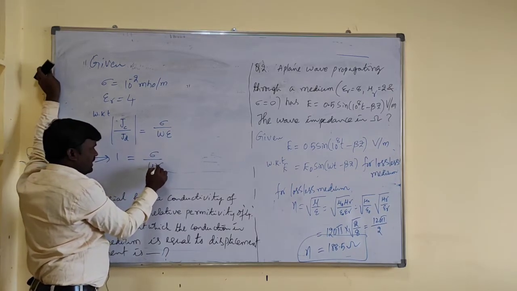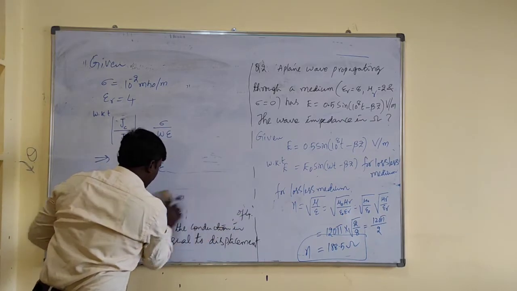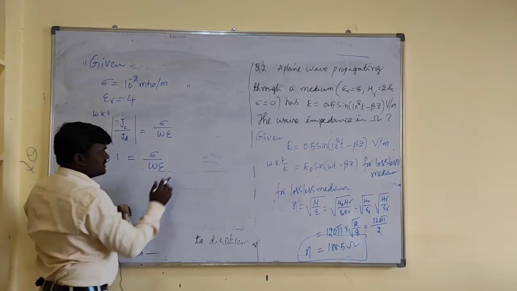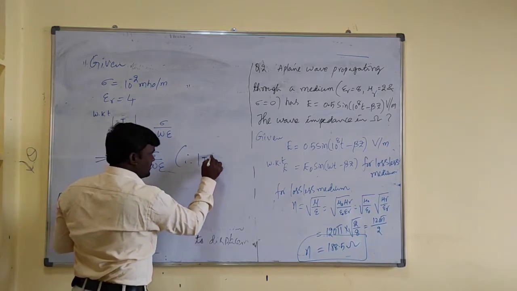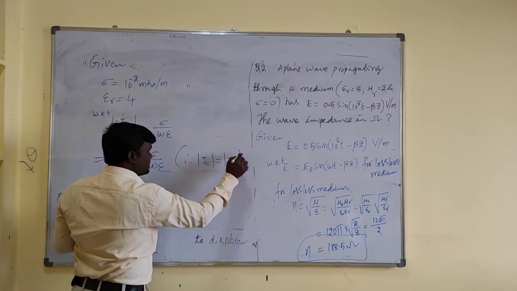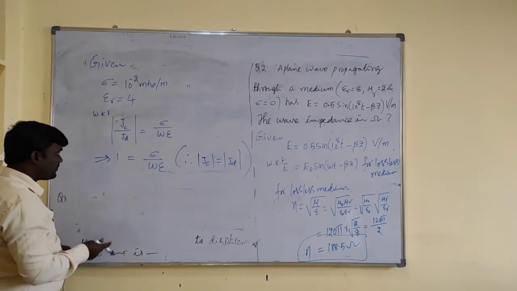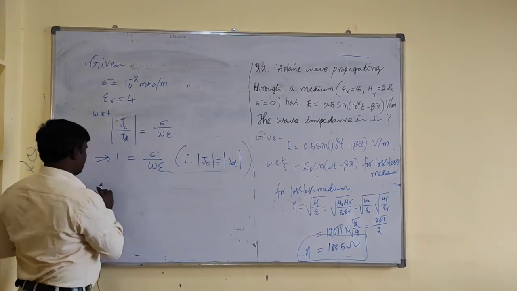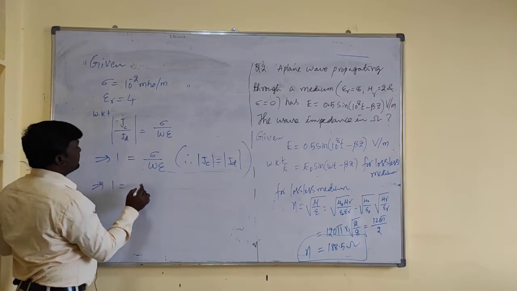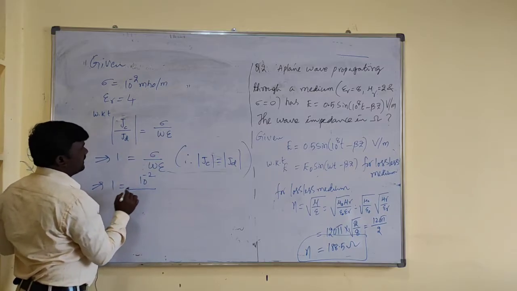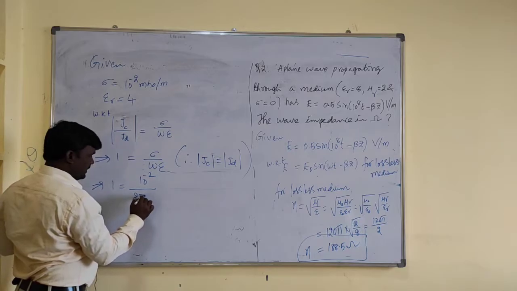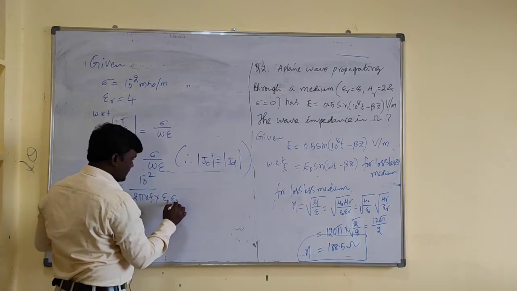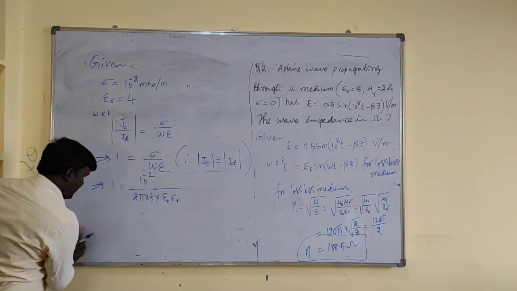So that's why this is equal to sigma by omega epsilon. What we required is the frequency at which these currents are equal. As these are equal, since we considered the magnitude of Jc equal to the magnitude of Jd, here we will get the frequency at which these are equal. Now substitute: sigma is 10 to the power minus 2 mho per meter, omega is 2 pi f, and epsilon can be written as epsilon naught epsilon r, and we can find this f.